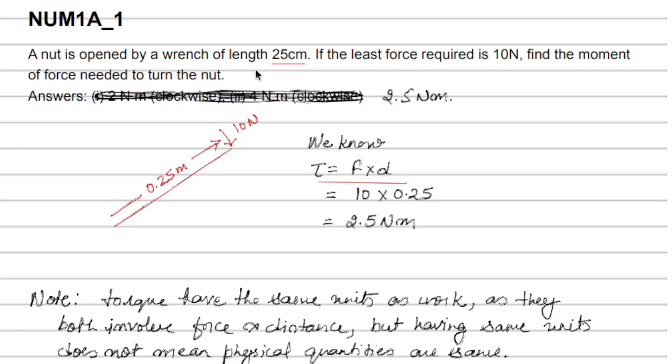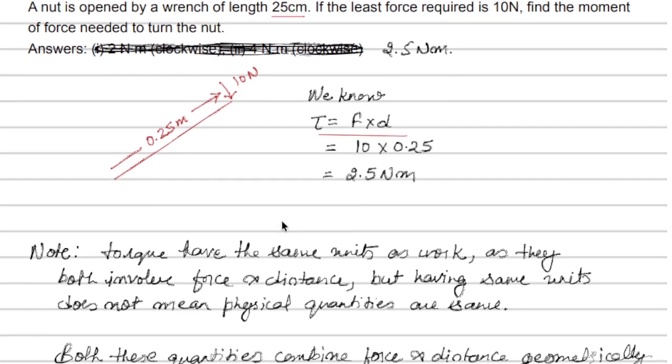A nut is opened by a wrench of length 25 centimeter. If the least force required is 10 Newton, find the moment of force needed to turn the nut. So we just need to apply the formula: torque is equal to force times the distance from the pivot. So here I have drawn 25 centimeter. I have converted it into meters, 0.25 meters, and 10. So multiplying them, we will get 2.5 Newton meter.